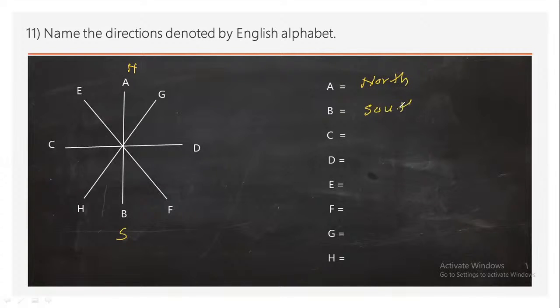south, this is east, west. Then C is west, D is east. Now E is northwest, southwest, southeast, northeast. We can write E is here northwest.